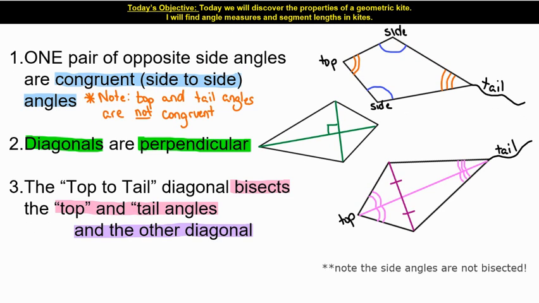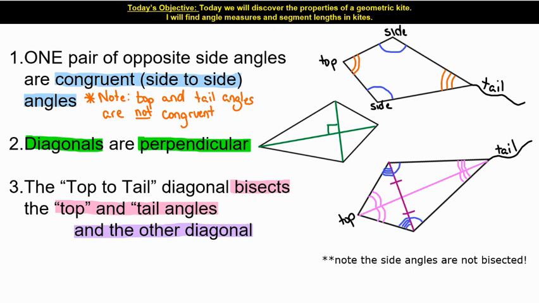You have two special notes still written on your note packet. The side-to-side angles are not bisected. So these angles here on the side, they're two different angles. Because my side angles are congruent, as we saw in property number one, we know that they're going to be divided the same, but not equally on both sides. The second important note down there is that the top and tail diagonal is not bisected. So your side to side is bisected into two equal pieces, but the other one is going to be two different pieces.